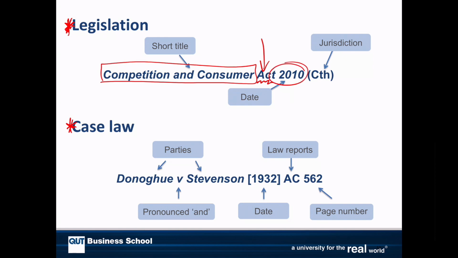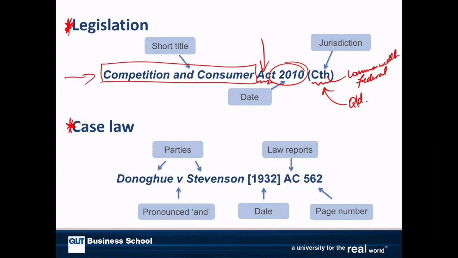We have the date that it's been assented to and comes into action, and we also importantly have the jurisdiction. So this is the Parliament that passed it, right? This is where it applies. This is a piece of Commonwealth, so this is a Commonwealth or federal piece of legislation. If it had Queensland there, QLD, it would be a piece of Queensland legislation. So we can actually tell quite a bit from the citation that's given to us for the law.